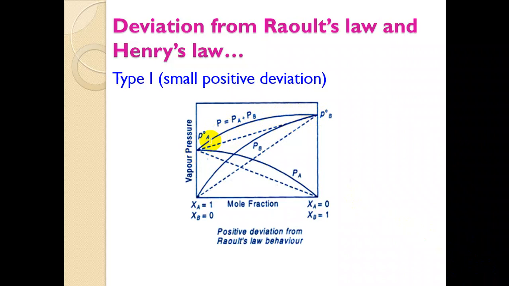This is known as positive deviation. That means the vapor pressure will be higher than the expectation. So you will get curves which are above the expected straight line. That is known as positive deviation. Since the deviation is very small, this is known as small positive deviation, or we say that this is a type 1 solution.